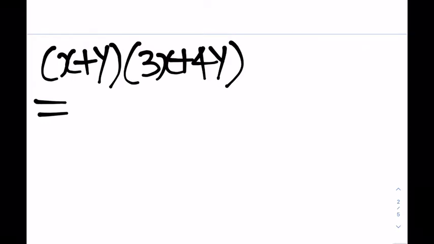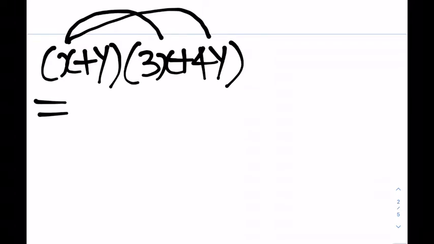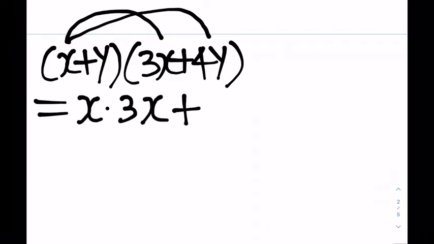Okay, now let's look at a harder example. So we have here x plus y multiplied by 3x plus 4y. Just like the last question, we have to first distribute the terms of the first polynomial to the terms in the polynomial at the back. So we first distribute x to 3x and then x to 4y. So let's write that down. We do x multiplied by 3x plus x multiplied by 4y.